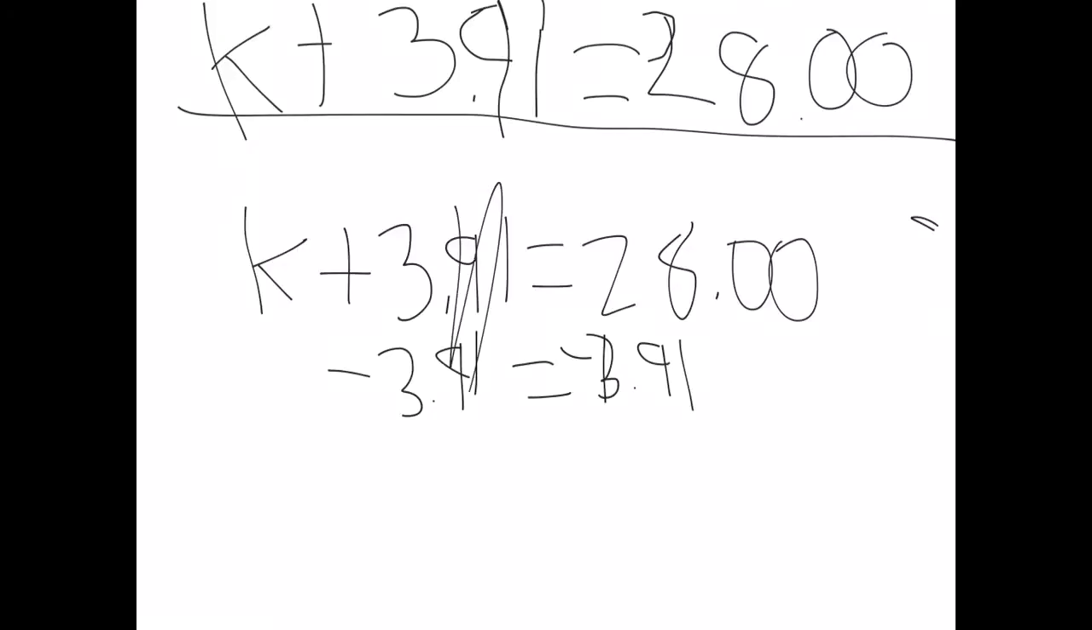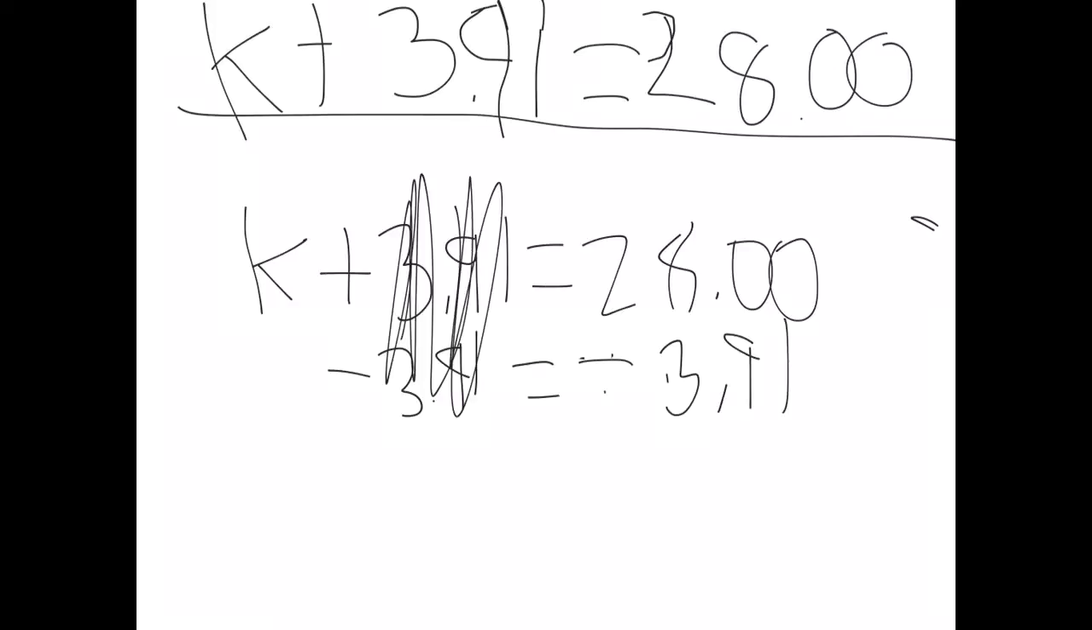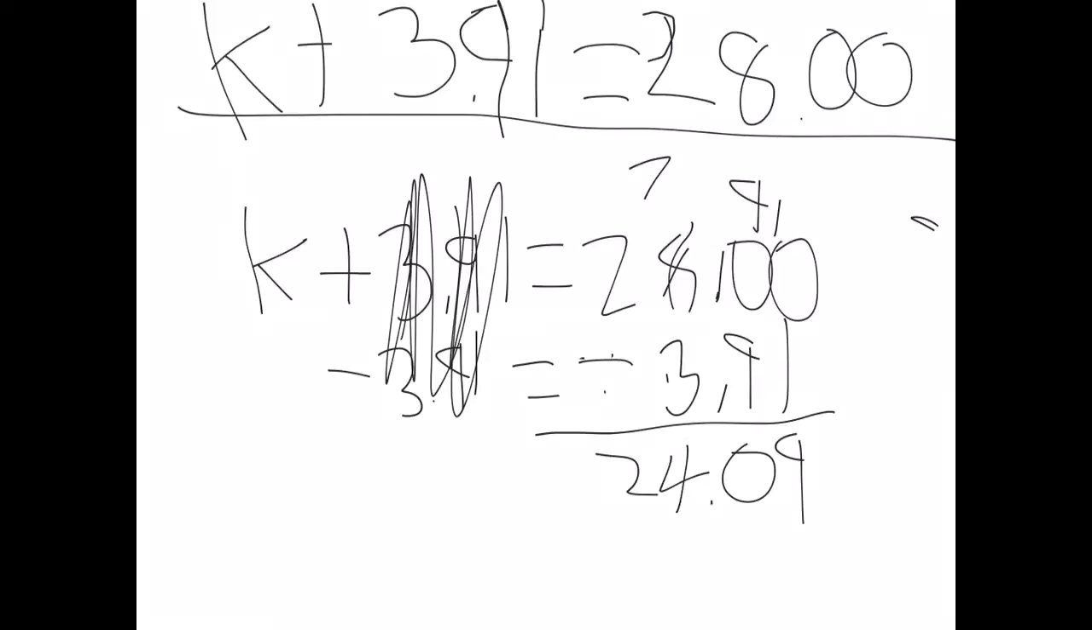So then you're going to want to cross these out, and then you're going to want to subtract these answers that I've written wrong. So you're going to want to borrow. That's 9, 0, 4, 2. K equals 24.09.